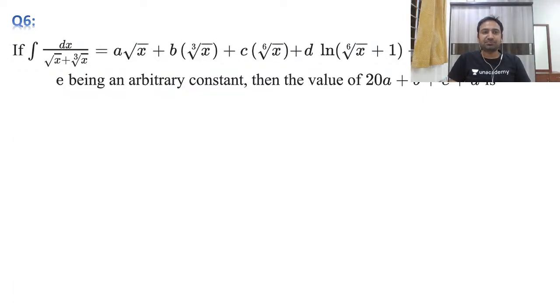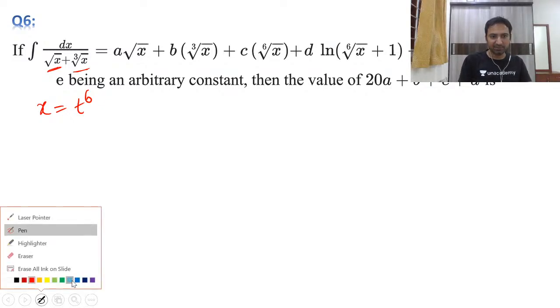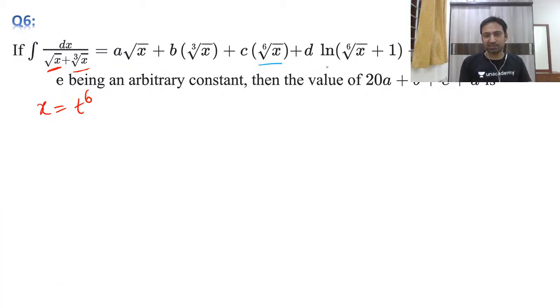Next question. So guys, for this type of question, whenever fractional powers are there, here x power 1 by 2 is there, and here x power 1 by 3 is there. What is the LCM of 2 and 3? 6. So can I take x equals t power 6? Can I take this substitution? In the options everywhere you can see the 6th root of x. I just took the 6th root of x equals t, guys. That's what I took.